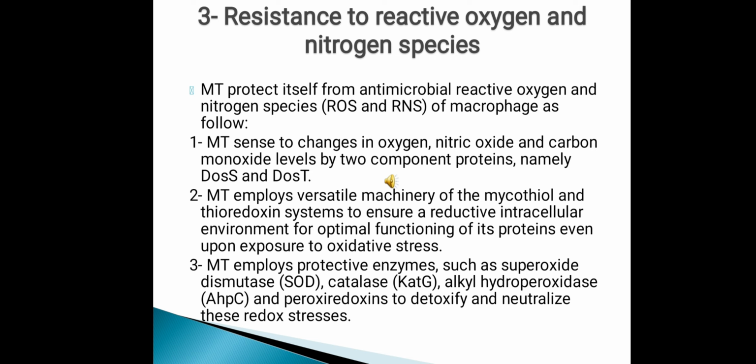The third mechanism of Mycobacterium tuberculosis against the immune cell is its ability to resist reactive oxygen and nitrogen species. This type of bacteria has a mechanism against the most powerful destroying mechanism of the immune cell, which is called reactive oxygen and nitrogen species destruction.